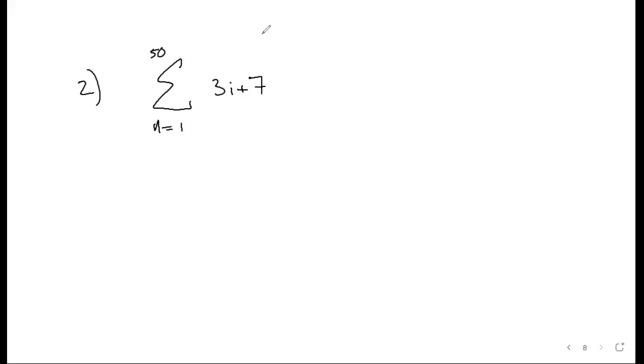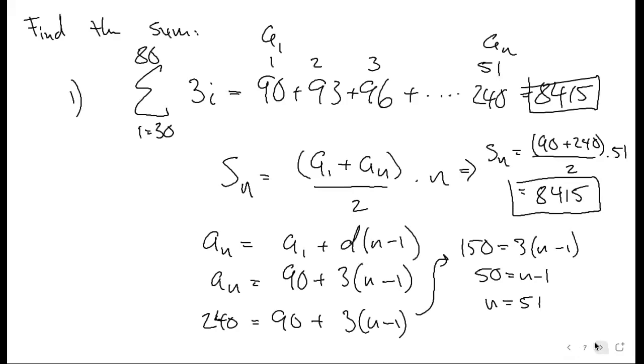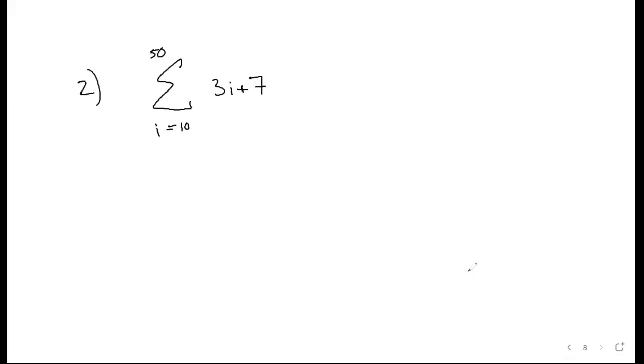Okay, so do this question. Actually, I don't like this, so here. N equals 10 to 50. That's better. So do this question. Actually, this should be an I. So I, it doesn't change the question, but the sum from I equals 10 to 50 of 3i plus 7. I'll give you about a minute or two for this.